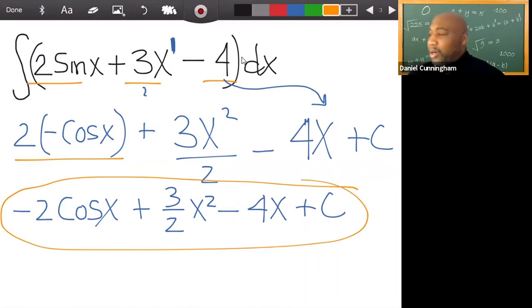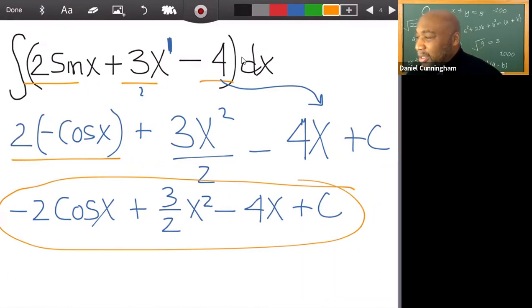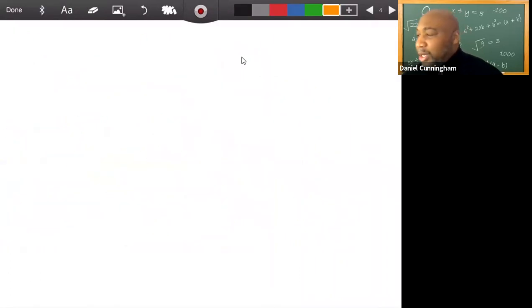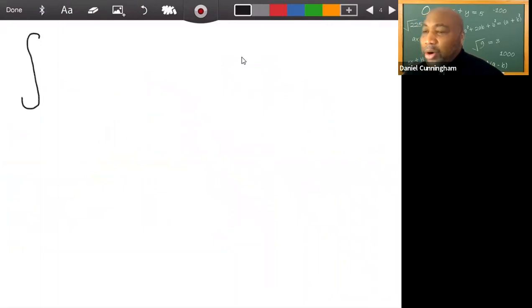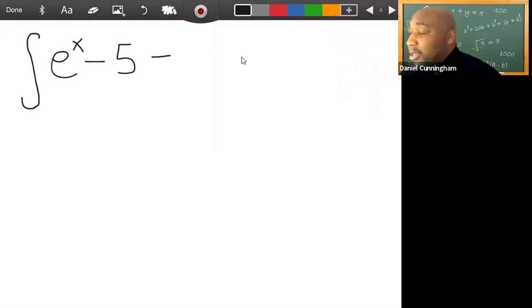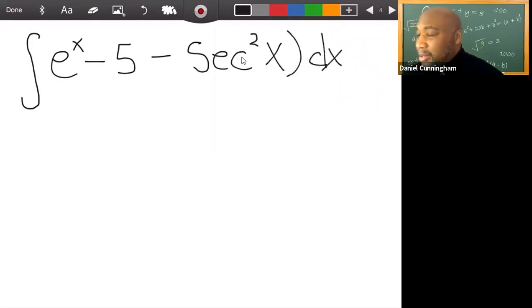Let's do one more for the road. Give me a good one, guys. Okay, that sounds good. Let's take the integral and we'll put some trigs in there. Let's say e to the x minus 5, and let's say minus the secant squared of x dx.